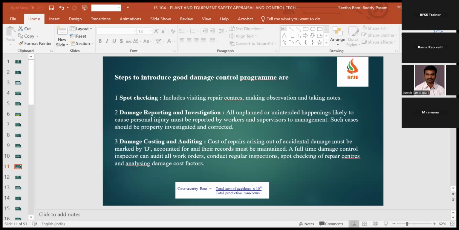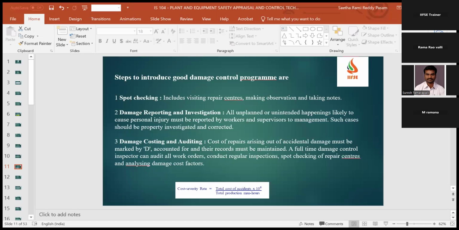A full-time damage control inspector can audit all work orders, conduct regular inspections, spot checking, and also repair centers and analyze damage cost factors. But there will not be any full-time damage controller. Only the safety head will be the one monitoring all these cases.